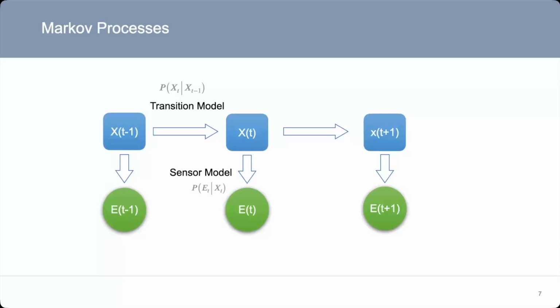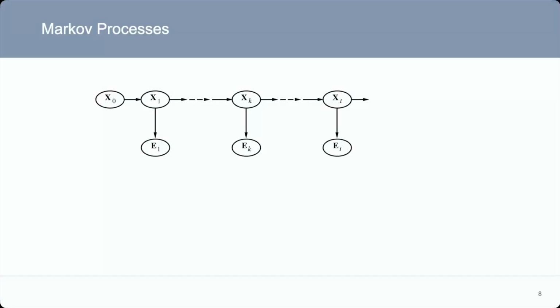Et, et plus 1, et minus 1, and so on are the evidence variables. Transition model refers to the probability distribution of xt given xt minus 1. And sensor model similarly describes the dependence of the evidence variable on the state variable. Let us look at this graphical model in some more detail.